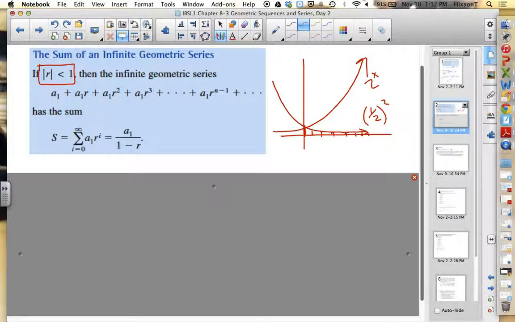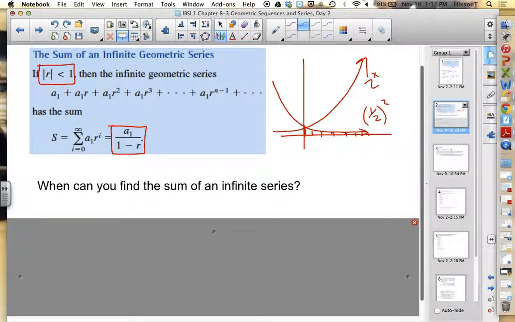And that's where this formula comes from, okay? So this is actually a pretty nice formula. It's pretty simple. It's just a sub 1 over 1 minus r. Okay, so when can we find the sum of an infinite series? When the common ratio has an absolute value less than 1.